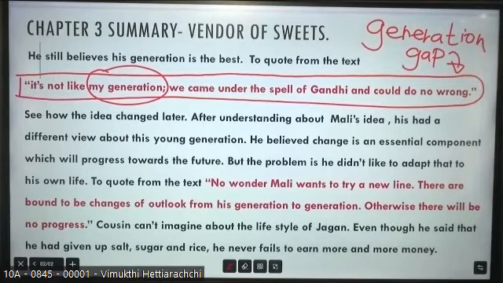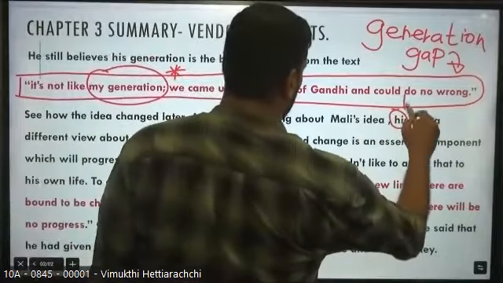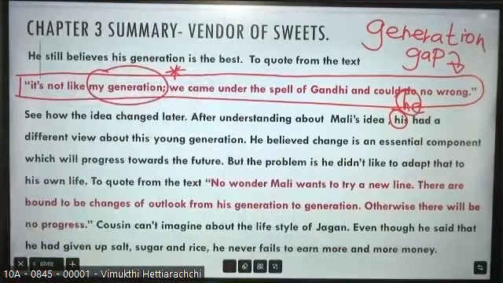See how the idea changed later. After understanding Mali's idea, he had a different view about this young generation. Previously, he said that the modern generation is very bad, so vicious, so vulgar, when it comes to their attitudes, their mindsets, their targets. But soon after, he understood Mali's behavior, and he changed. As I have given on the screen, see how the idea changed later. After understanding Mali's idea, he had a different view about this young generation. It should be "he had". Make sure to correct that.